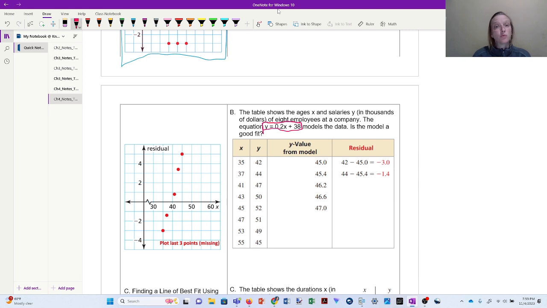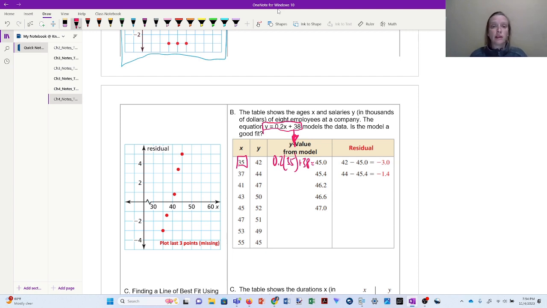Again, we can use residuals to analyze this situation, but to calculate the residuals, I first need to calculate the y value from the model. So where did I get this 45 from? I took my x value, which was 35, and plugged it into the equation. 0.2 times 35 plus 38 gives that number 45. So the first 5 y values from the model are given here for you.